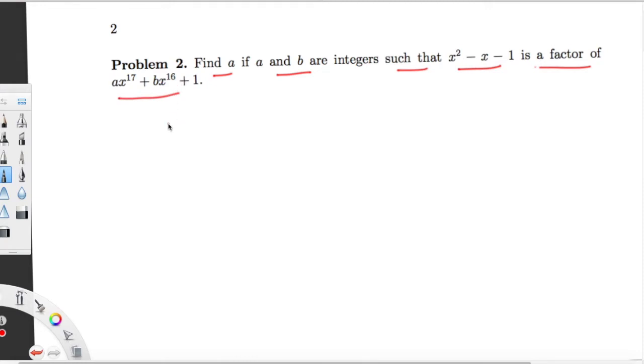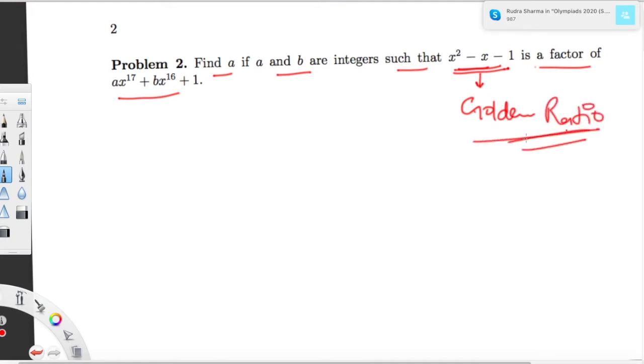The first thing: this polynomial x squared minus x minus 1 is a very interesting polynomial. Why is it so interesting? Because the root of this polynomial is the golden ratio, and I think you know about this mysterious number. But even if you do not know about this speciality of the polynomial, there is no use of this information in this problem anyway.